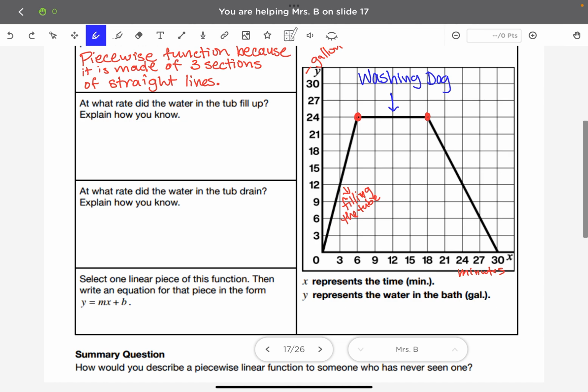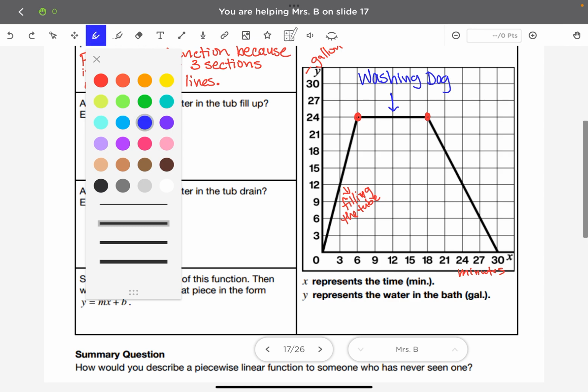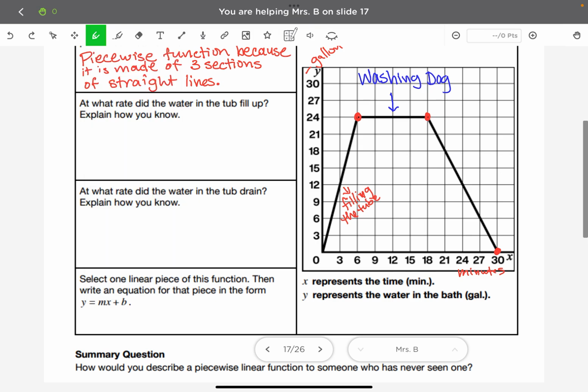Then from 18 minutes to 30 minutes, we have this decrease of water where our water goes from 24 gallons back down to 0 gallons. That would be the section where he's draining the tub. So please make sure that your graph is labeled with the different sections and what they mean based on our context.